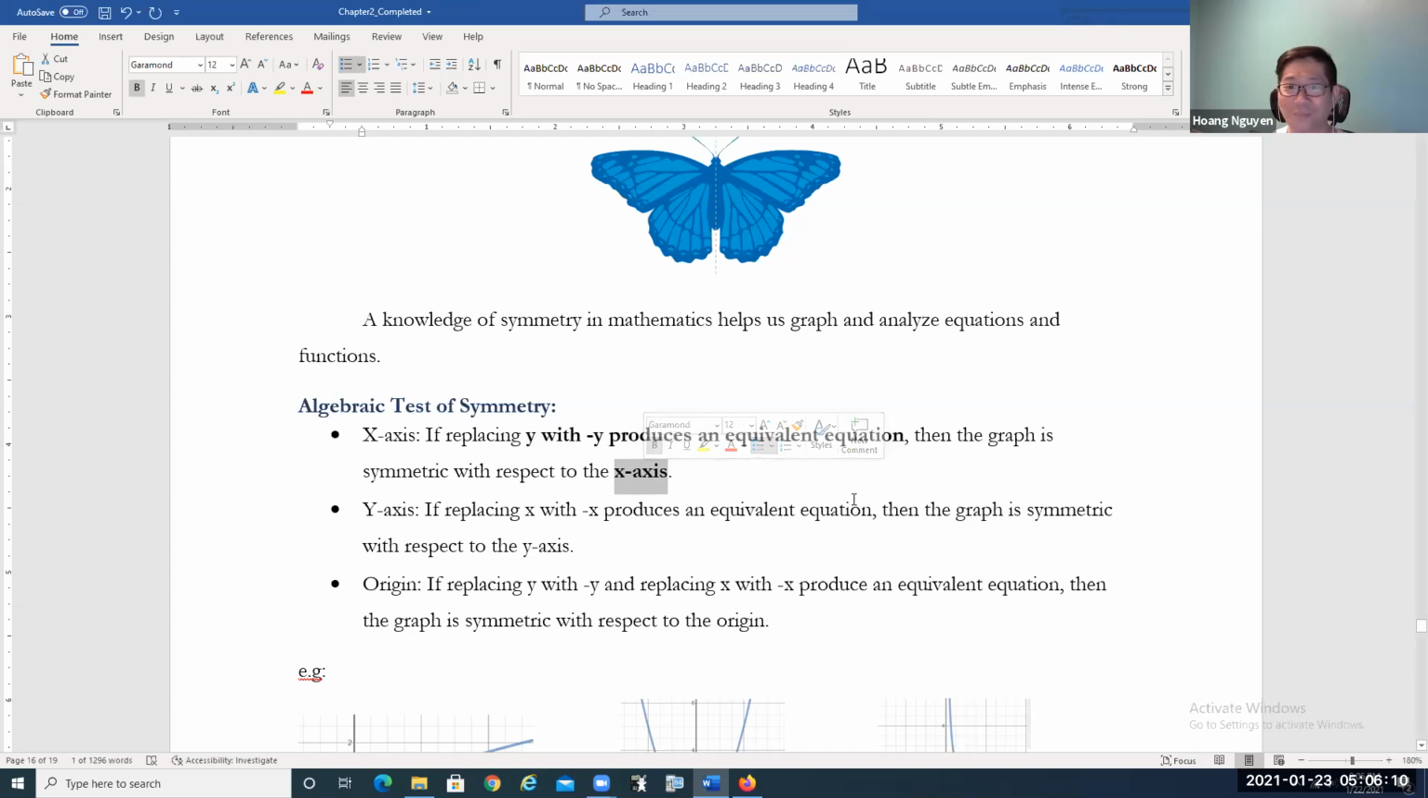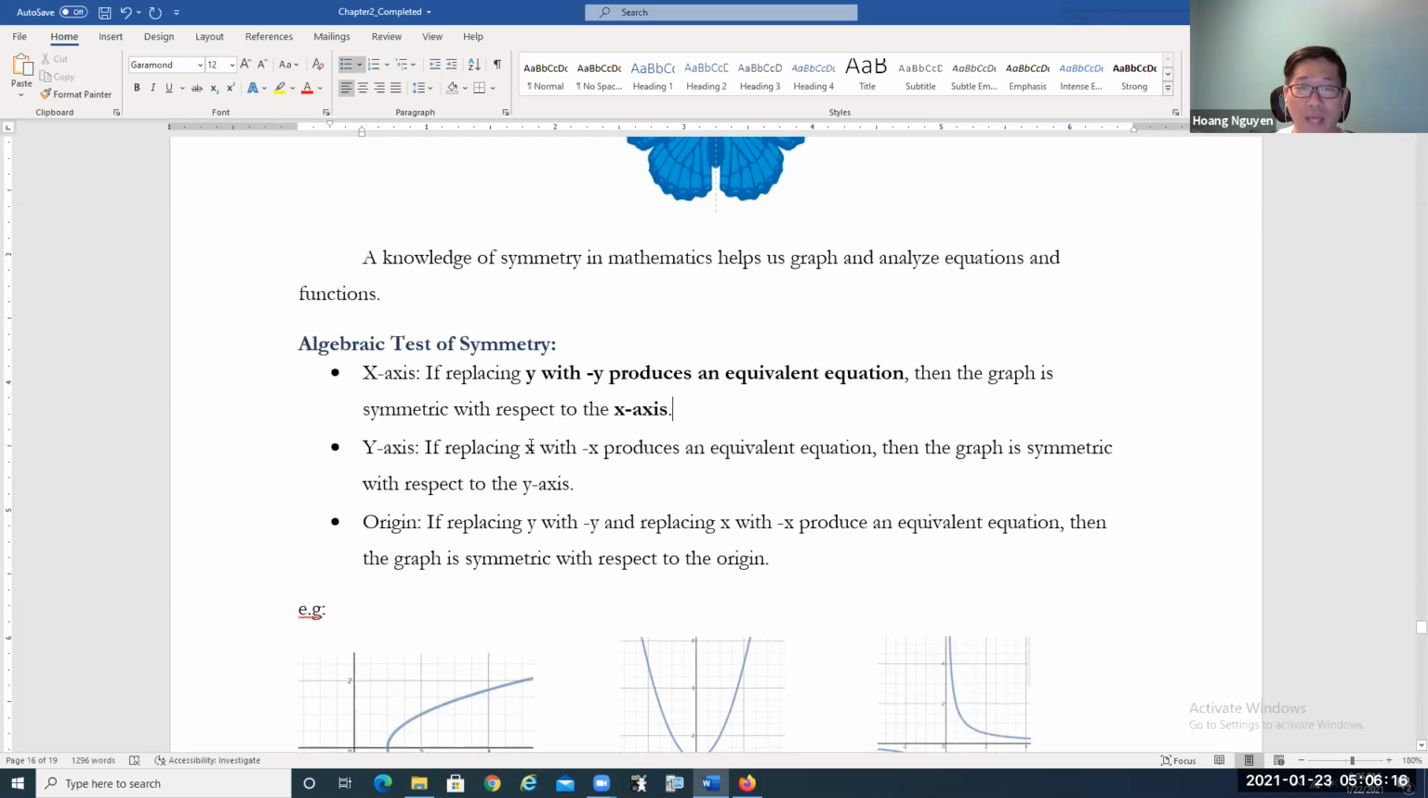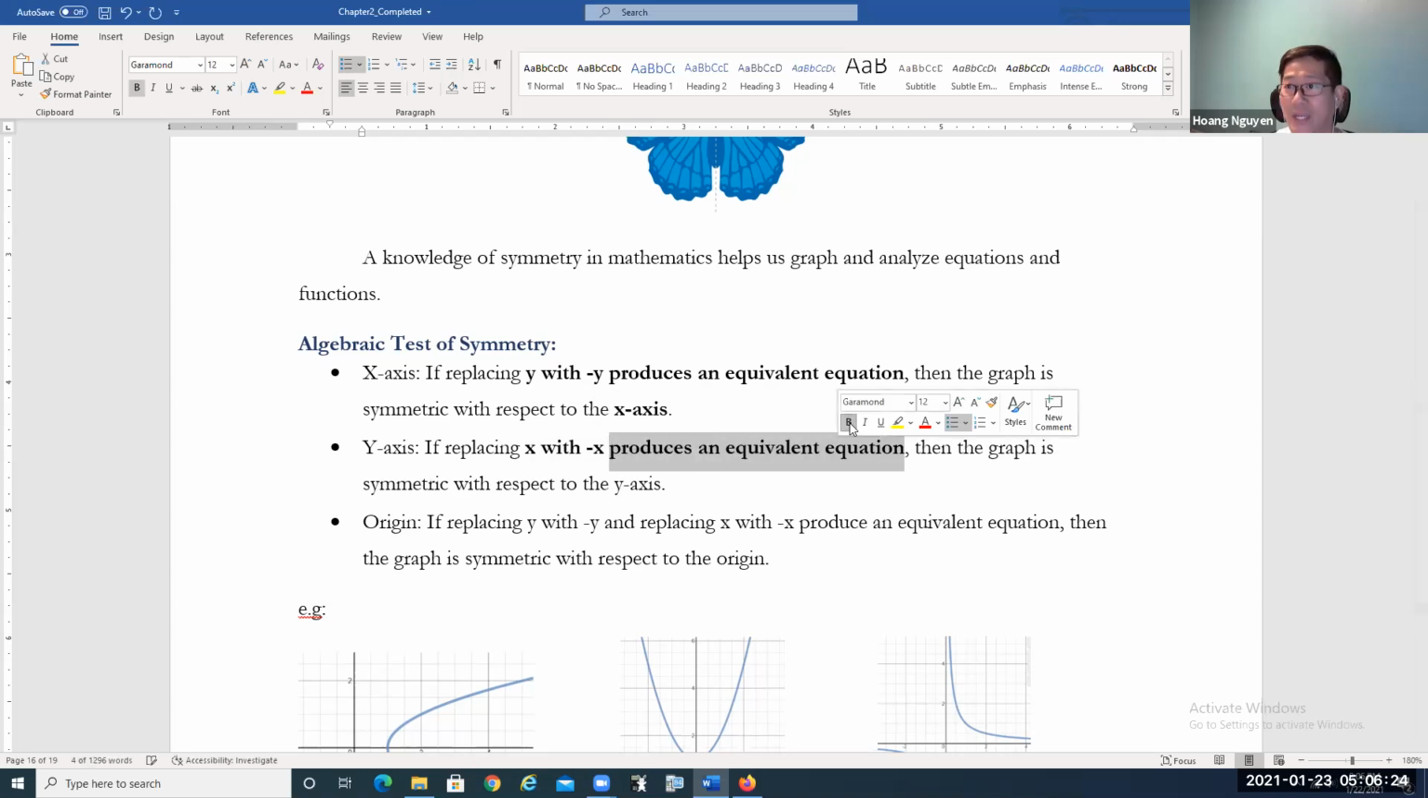Now let's talk about symmetry with respect to the y-axis, everyone. If we replace x by negative x and it produces an equivalent equation, then the graph is symmetric with respect to the y-axis. That's the second symmetry that we have, the y-axis.